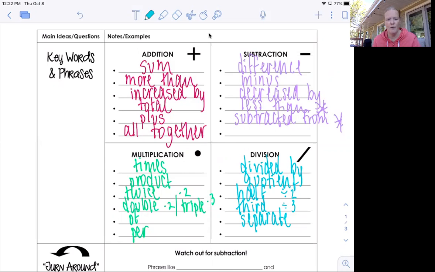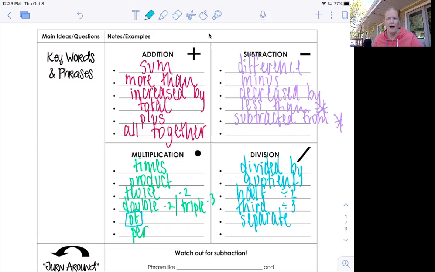For multiplication, the common ones are times, product, twice means times two, double is times two, triple is times three. The word of is a new one for a lot of people. That's actually going to come up pretty often, especially when we're working with decimals or fractions and percents. So let me just put a little box around that, see if my pen's working here. So the word of is going to be a big one. And then per is a tricky one, so we'll have to look at it in context, but per can sometimes mean multiplication. It's like $5 per hour. So you do 5 times the number of hours that you worked.